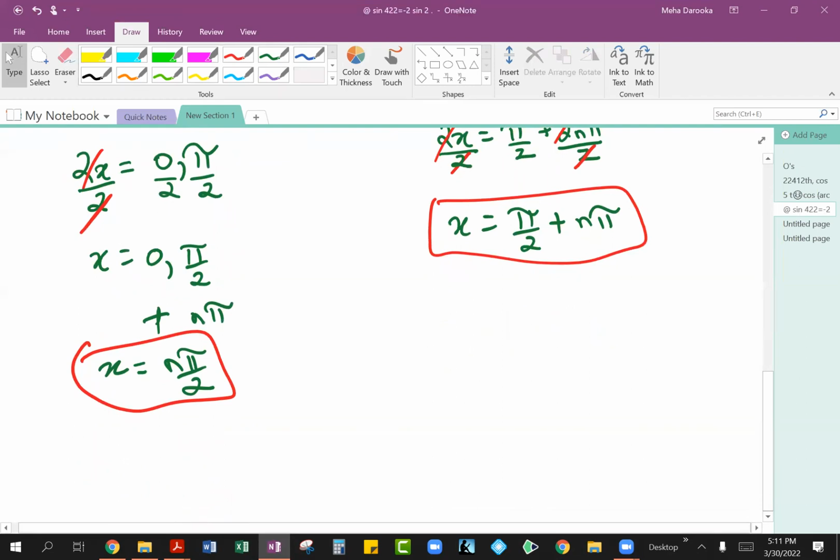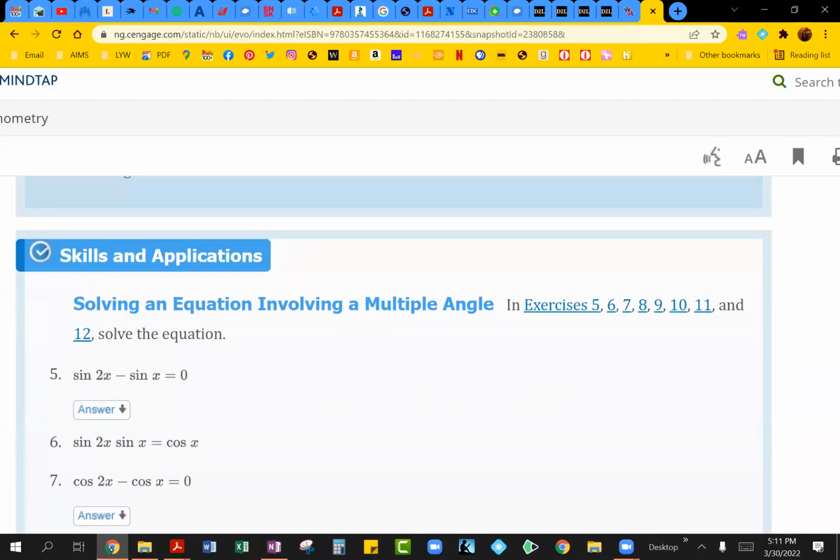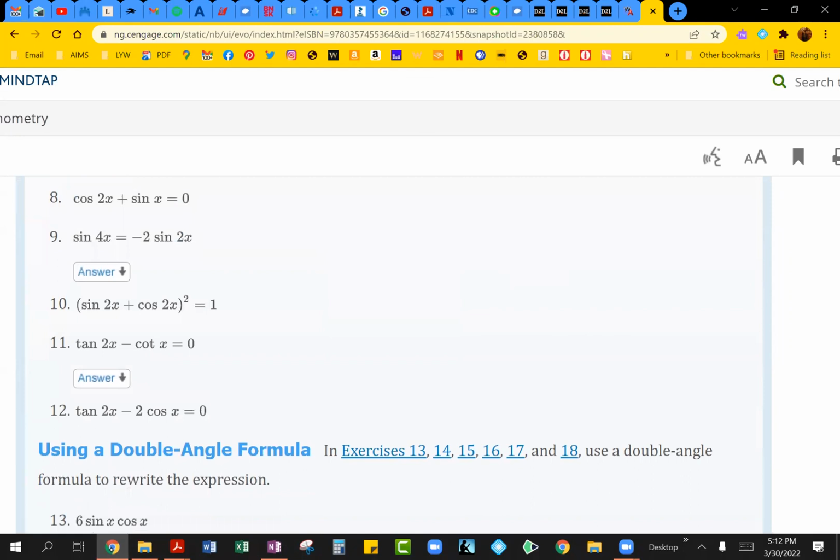Okay, so those will be your angle measurements. And again, remember guys, that rule still holds. If they ask you for specifically in a given interval, then you don't add the 2n pi. And if they just say, like they said here, solve the equation, you're doing the general solution. So you will add the period of 2n pi.